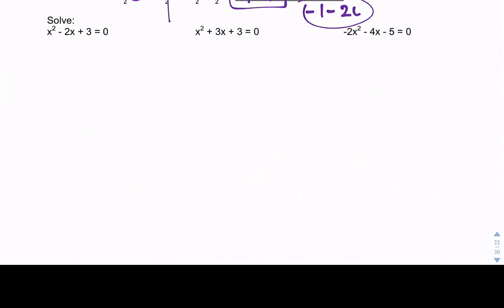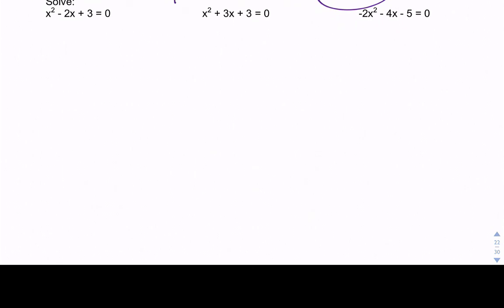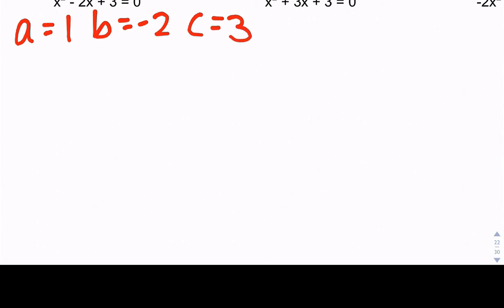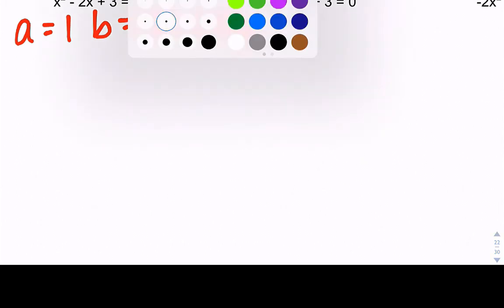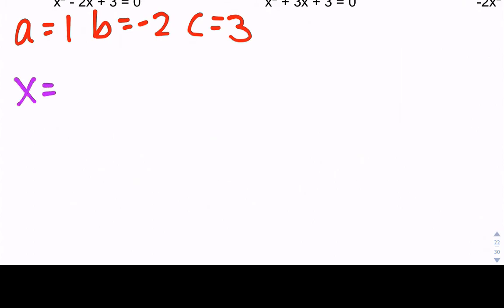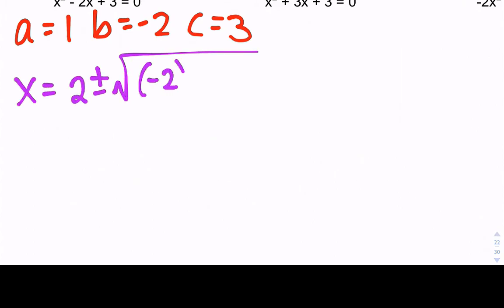Okay, so last, we're just going to practice this right here. We're going to solve x squared minus 2x plus 3 equals 0 using quadratic formula. So first identify a, b, and c. a is 1, b is negative 2, c is 3. All right, use quadratic formula. x equals opposite b plus or minus the square root of b squared minus 4ac all over 2a.